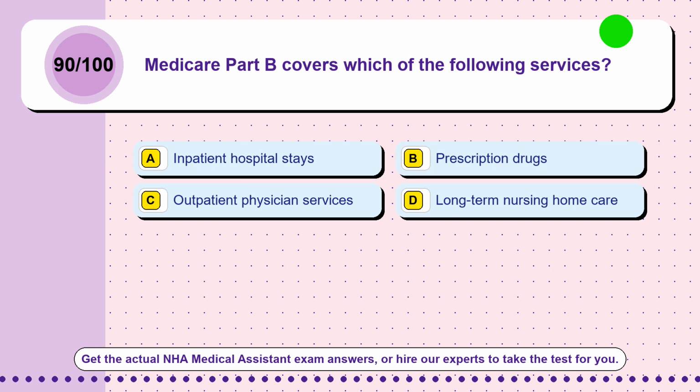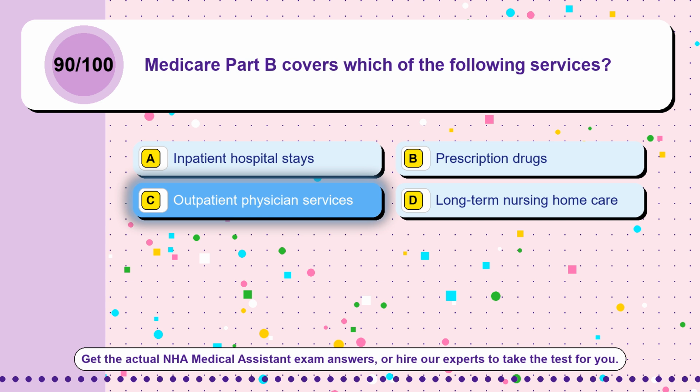Question 90. Which of the following types of codes are used to classify alphanumeric descriptions of procedures and services performed by providers? Option A, ICD-10-CM. Option B, CPT. Option C, DSM-5. Option D, E/M. The correct answer is option B.